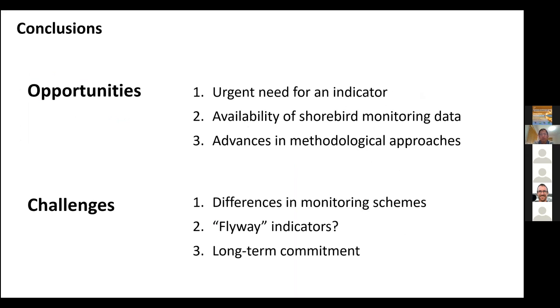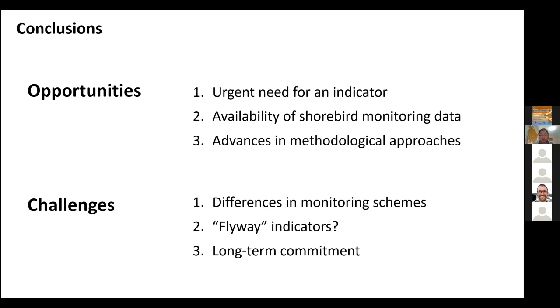So in conclusion, there are various reasons why I believe we should develop shorebird population indicators in the EAAF. But at the same time, there are multiple challenges, both technical and non-technical, that we need to overcome. And just because I have some quantitative background, I think we can somehow solve these technical issues and develop such indicators. But perhaps a more fundamental issue is the need for long-term commitment.